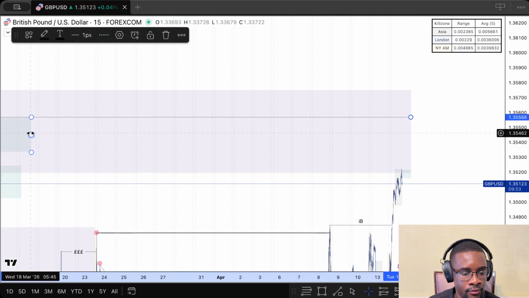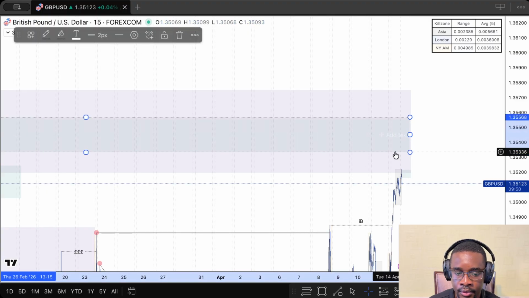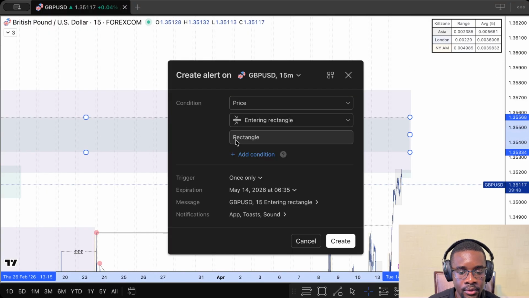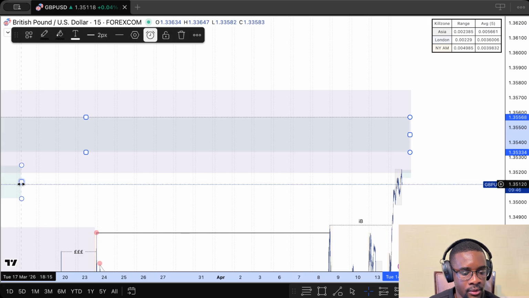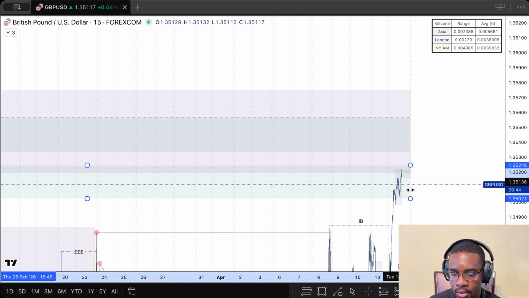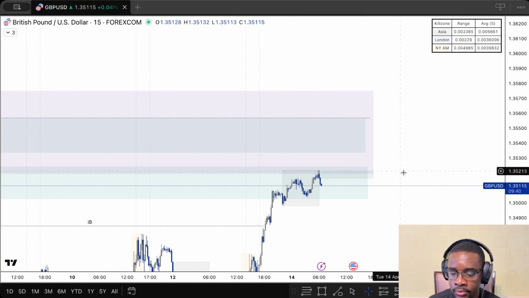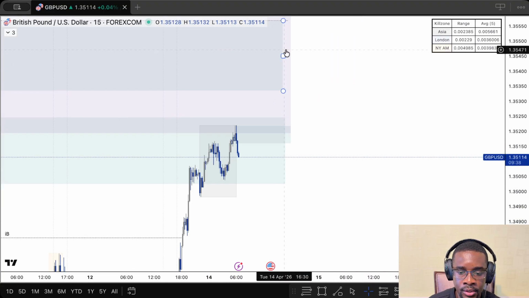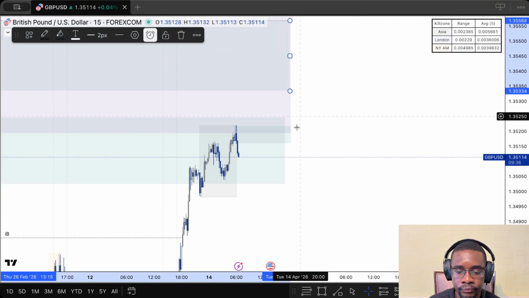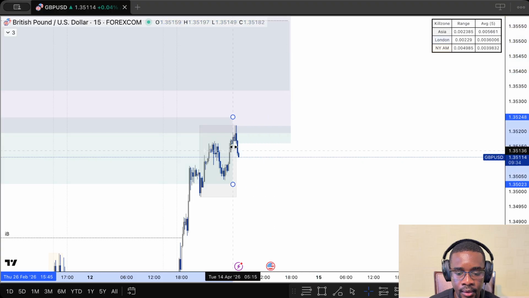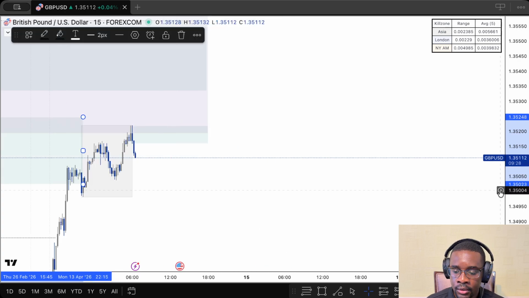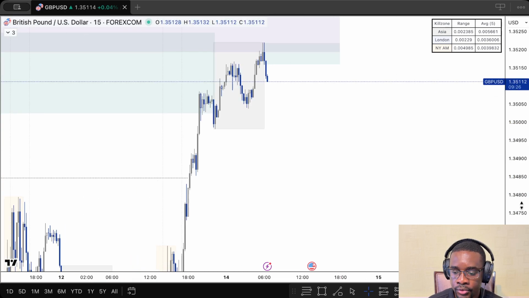So we do have that fractal area. We do have that. Just gonna put my alert on that. And then we have right there. Okay, so this is a fractal supply where price is reacting at the moment. Still being respected. Okay, so price has mitigated. Okay, so this is what we have.